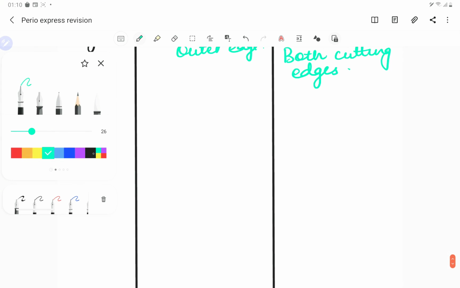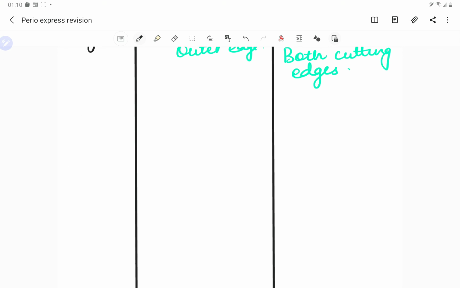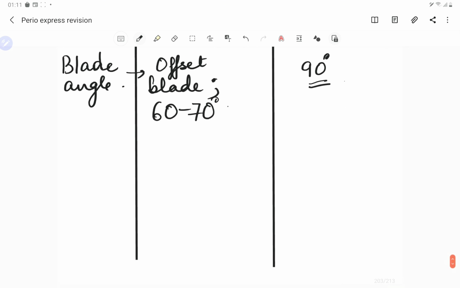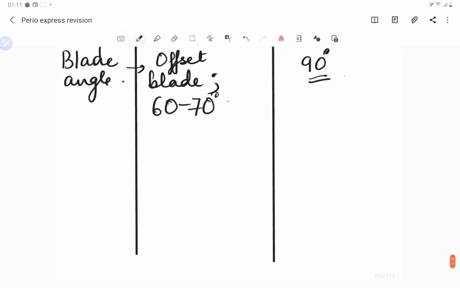right? Now talking about the blade angle, which we have just now discussed. So the blade angle. Blade angle for the universal is 90 degree. So the face of the blade is beveled at 90 degrees to the shank. And for the area specific, it has got an offset blade of 60 to 70 degrees, beveled at 60 to 70 degrees to the shank.